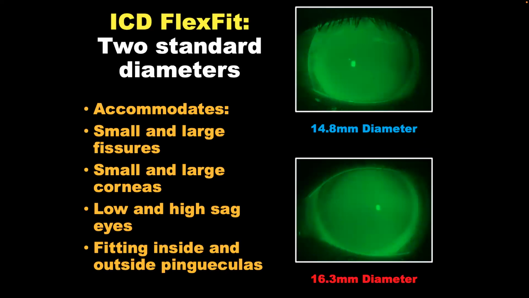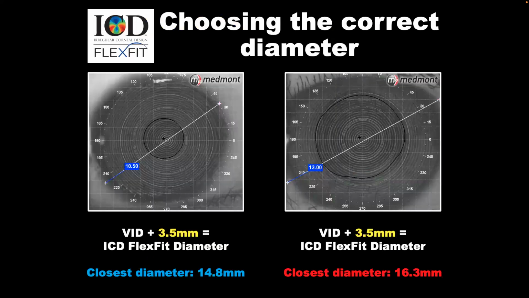So ICD Flexfit has two standard diameters that can accommodate small and large fissures, small and large corneas, low and high sag eyes, and fitting inside or outside pingueculas. So we have the 14.8 and the 16.3. And actually, you will see later on, this is how the fitting set is built. So two standard diameters in the fitting set that you have for your patients.